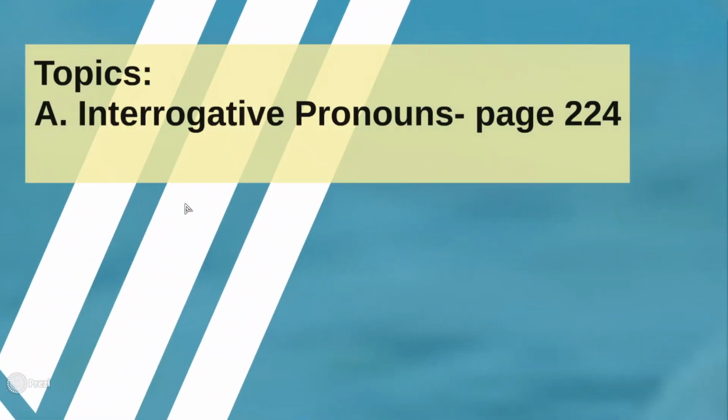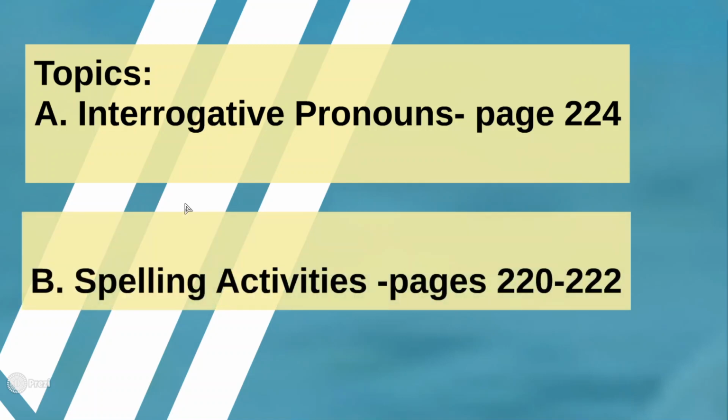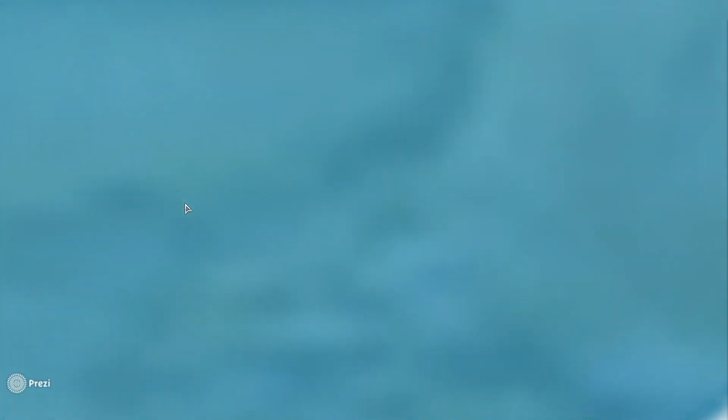So for today, we're going to discuss the following topics. Letter A, interrogative pronouns. This is in page 224 of your reader's notebook. And letter B, we're going to discuss the spelling activities, and these are in pages 220 to 222. So let's start discussing letter A, interrogative pronouns.